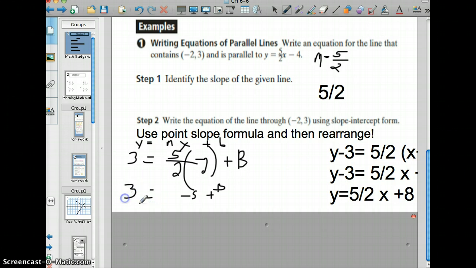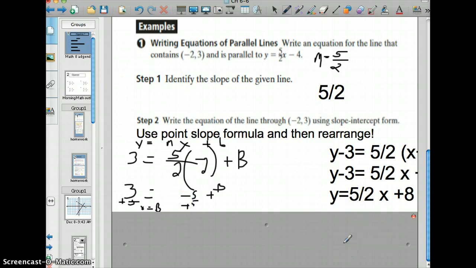Now when we multiply, we get -5 here plus b equals 3. Then to solve this, I add 5 to both sides. And what do I get? I get 8 for my b. Okay, and guess what I had over here? 8 for my b. So that's one way to figure out your y-intercept. And then, again, writing your equation in slope-intercept form.